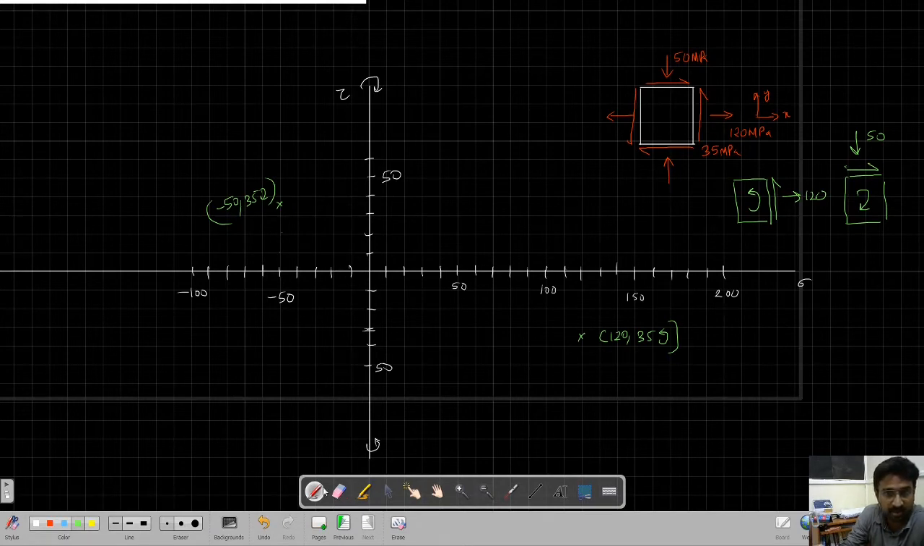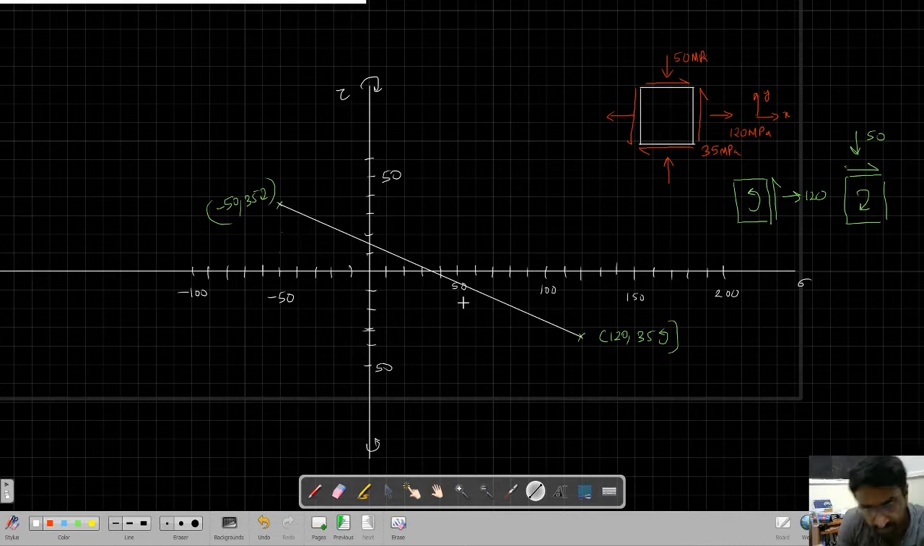These 2 points represent a diagonal, or they lie on a diagonal. So I'll draw the diagonal here, from this point to this point. So this is the diagonal of the Mohr circle. Okay. Now it is passing through a point on the horizontal axis. So this is the center of the circle.